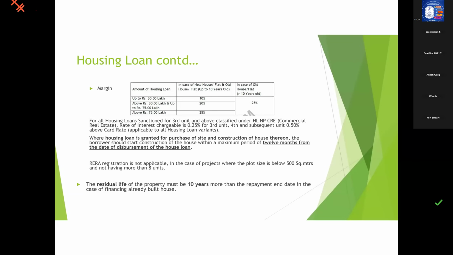Okay, RERA. RERA is a very recently implemented thing with regard to real estate and flat purchase. That is, RERA has come into existence from 2016 onwards. RERA stands for Real Estate Regulatory Authority. You might have seen flats and villas. The construction will be undertaken by a builder.